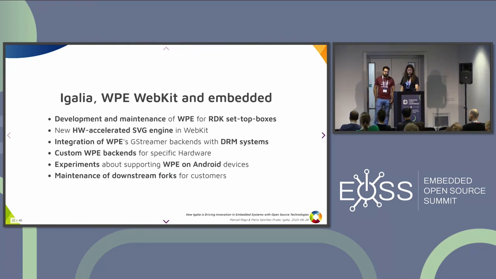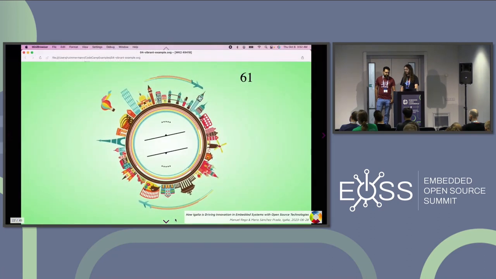Now, if we take everything together with embedded as well, Igalia, WebKit and embedded, what this means is that we work a lot on development and maintenance of RDK-based set-top boxes, which already cover a lot of devices in the world. We have been working on a hardware-accelerated SVG engine, a new one for WebKit that puts things into layers and makes everything more performant and GPU-accelerated. Like I said, we work on backends for GStreamer, but in particular to support DRM environments like MSE or EME. We implement, of course, custom backends for hardware for customers that need it. And recently, we started experimenting with Android, for WPE running on Android. And we do a lot of maintenance for downstream forks.